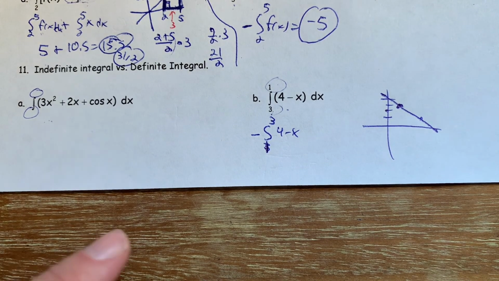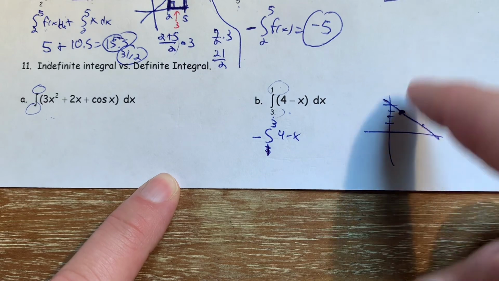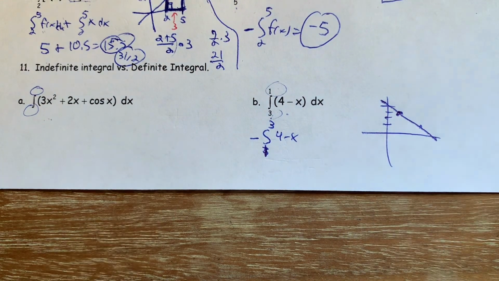But for now, it's just like, okay, you know how to find the area of a semicircle. You know how to find the area of a triangle. You know how to find the area of a rectangle. And you know how to find the area of a trapezoid. And that's it. That's what you're going to be doing.